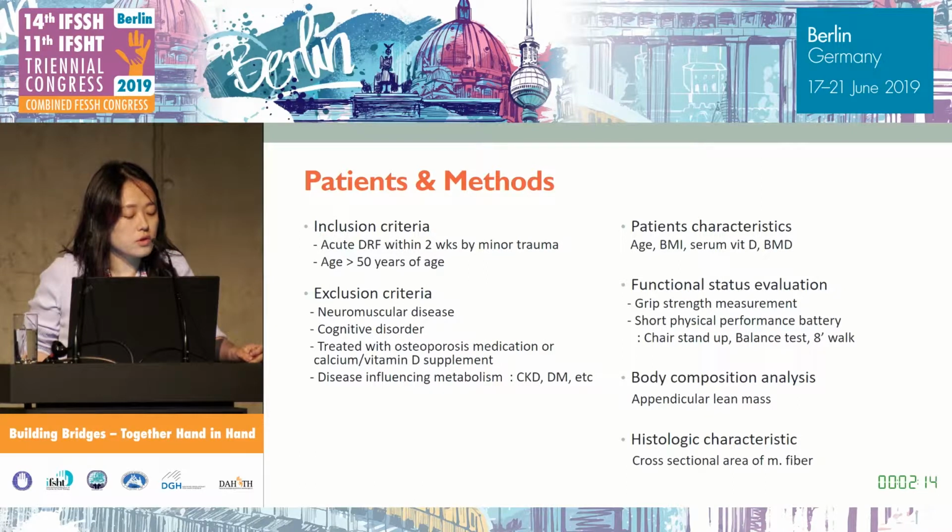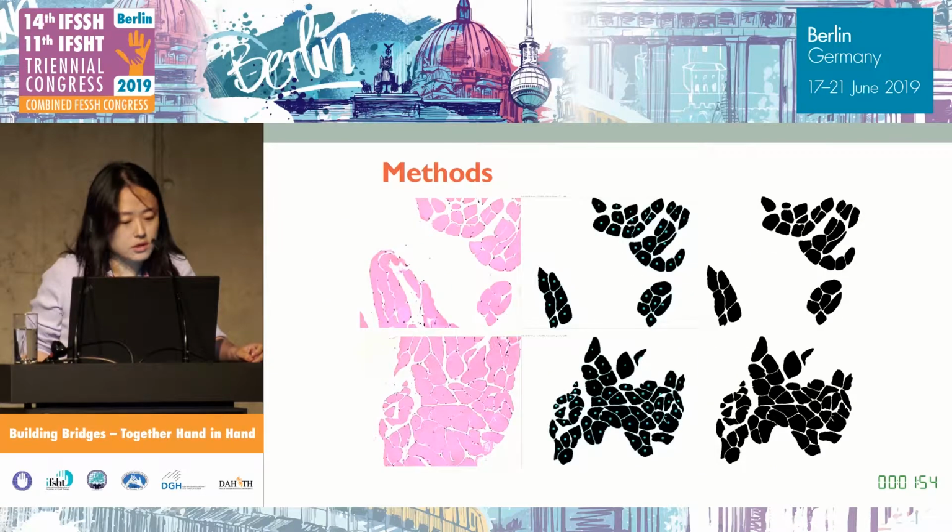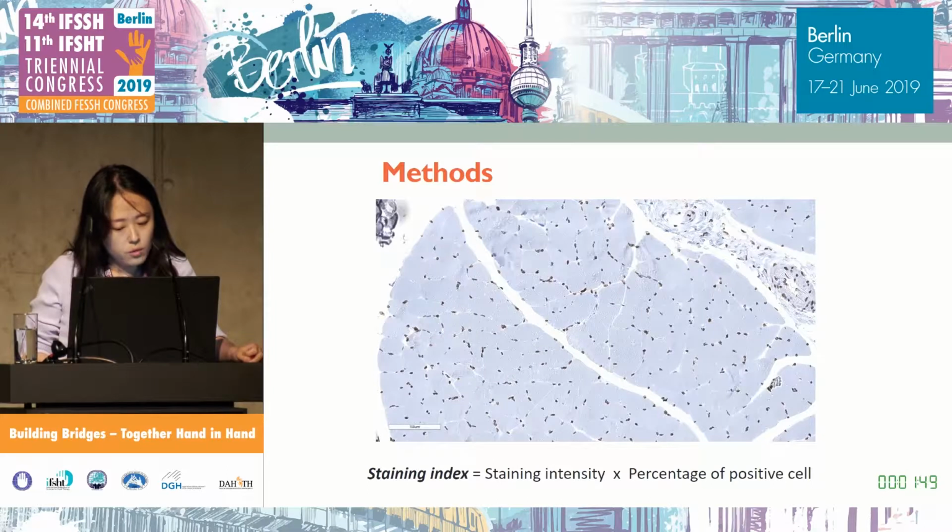Patients older than 50 years of age with distal radius fracture were included in the study, and patients' functional status evaluation, including grip strength measurement and gait speed, was performed, and body composition analysis was done to measure appendicular limb mass. And for muscle histology characteristics, we measured cross-sectional area of each muscle single fiber.